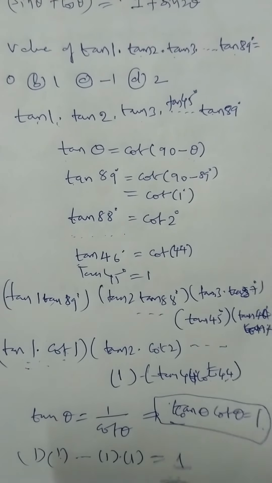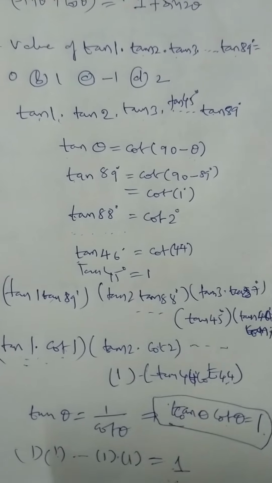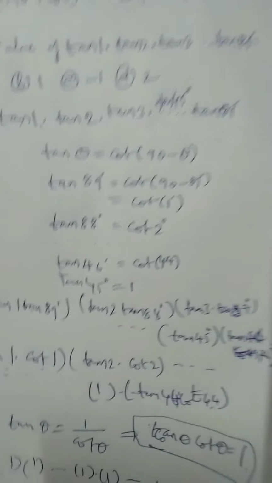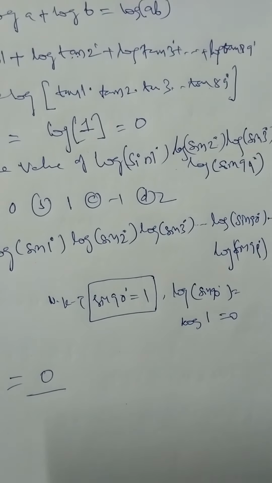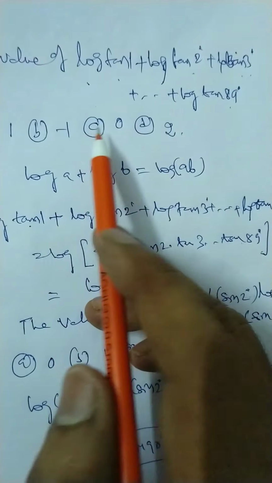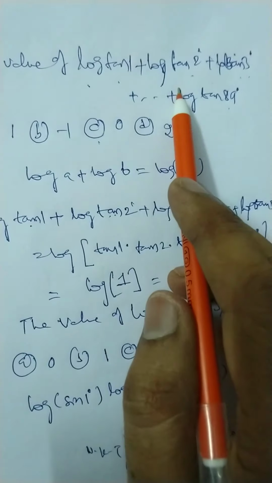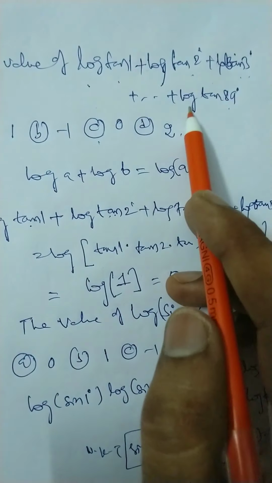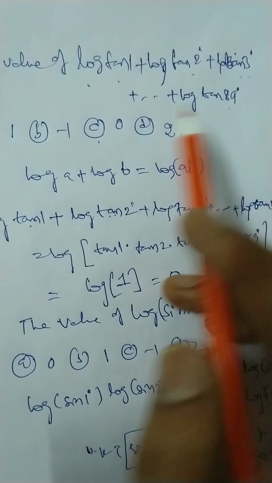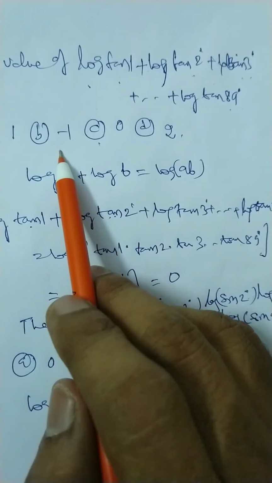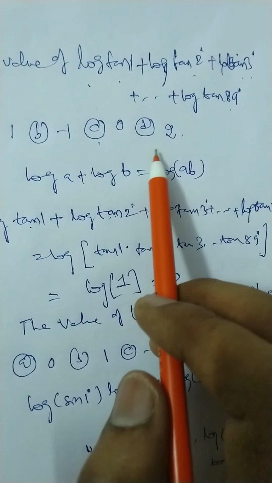Now we will see another basic simple example on basic trigonometry. So here is the problem: the value of log of tan 1 plus log of tan 2 plus log of tan 3 and so on plus log of tan 89 degrees. The options are 1, minus 1, 0, 2.